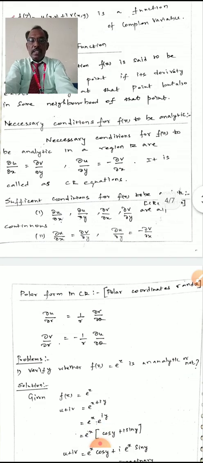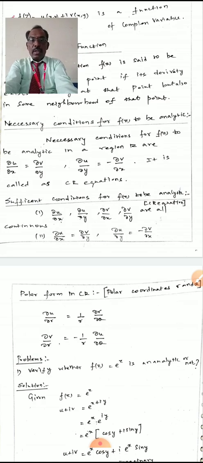Necessary conditions for f of z to be analytic: dou u by dou x is equal to dou v by dou y, and dou u by dou y is equal to minus dou v by dou x. So these conditions are called necessary conditions for f of z to be analytic. They are also called the Cauchy-Riemann equations, CR equations.